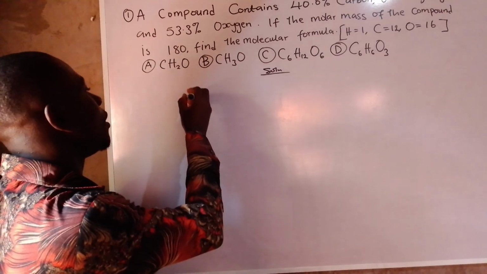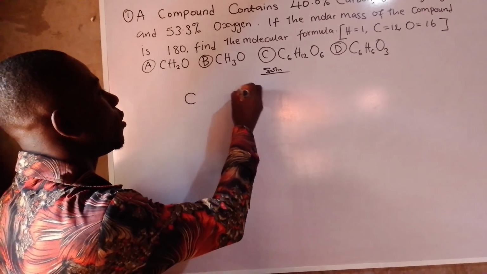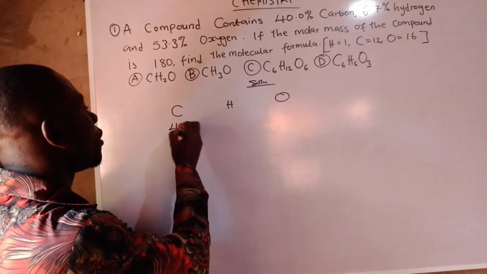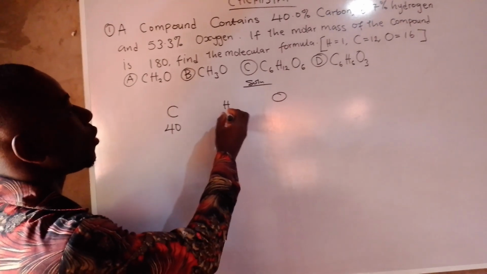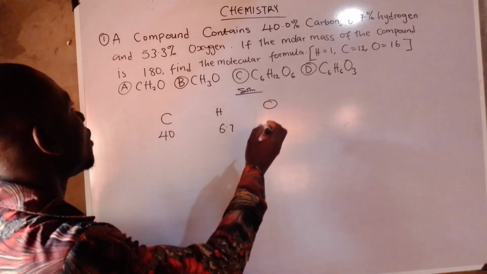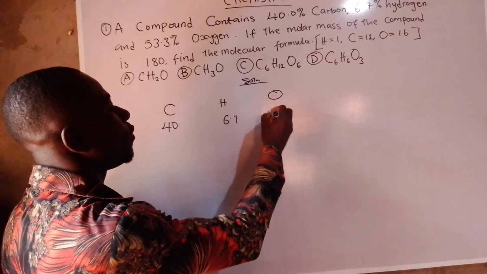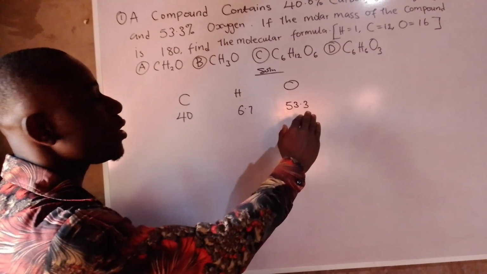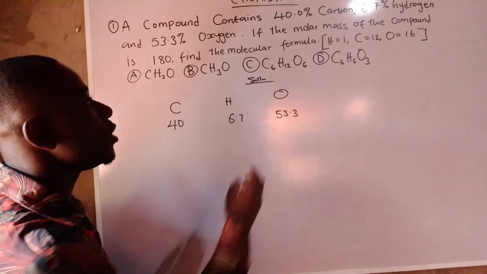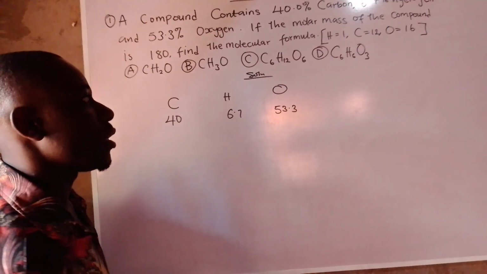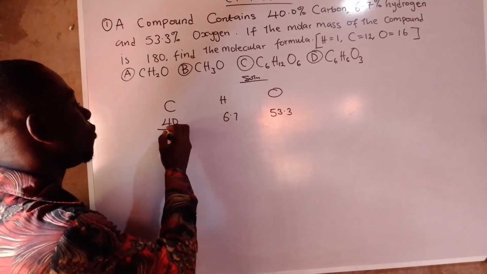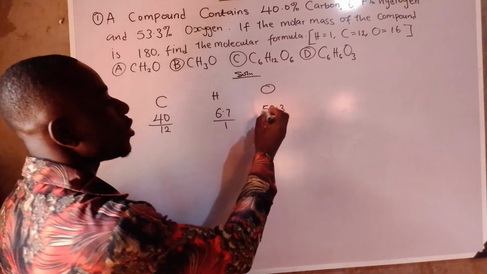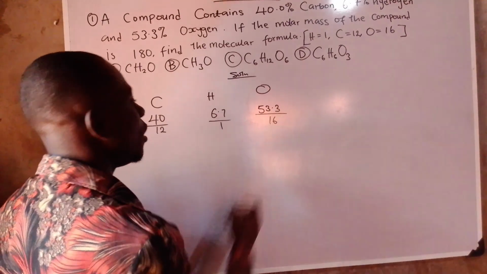Now there are three elements there: carbon, hydrogen, and oxygen. And the percentage of carbon is 40, while the percentage of hydrogen is 6.7, and the percentage of oxygen is 53.3. Now, first of all, we're going to divide these percentage constituents by their individual relative atomic masses. Carbon has a relative atomic mass of 12, so we divide 40 by 12. Hydrogen, a relative atomic mass of 1, we divide by 1. And oxygen, a relative atomic mass of 16, we divide by 16.